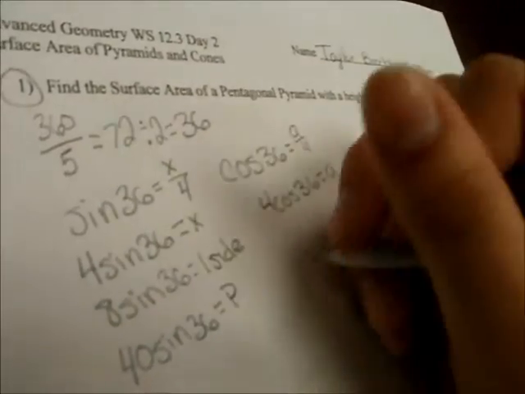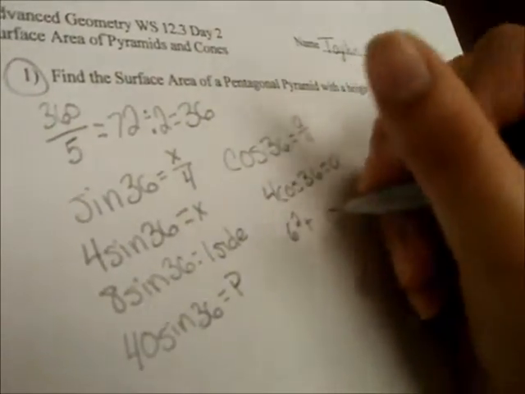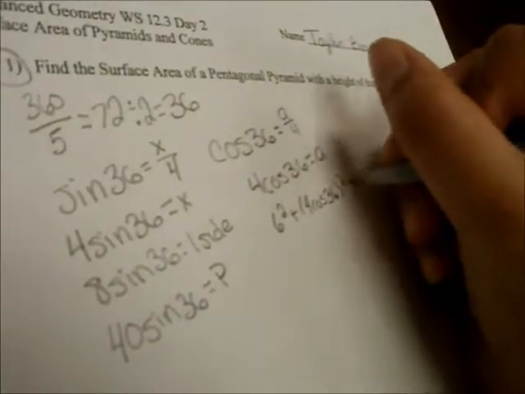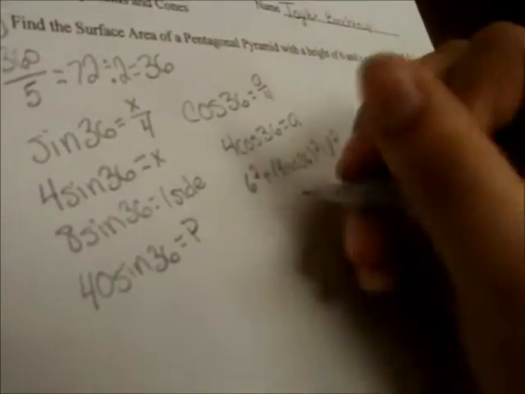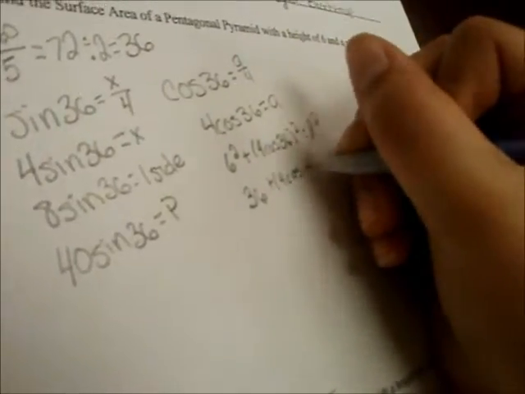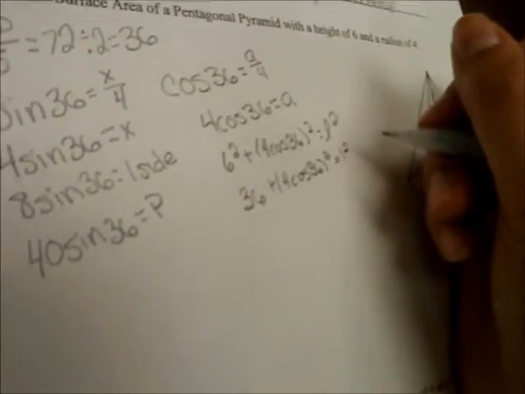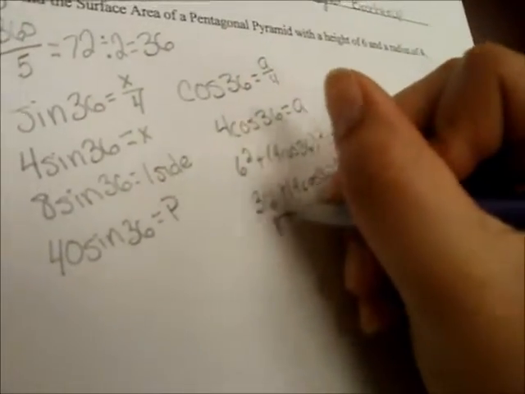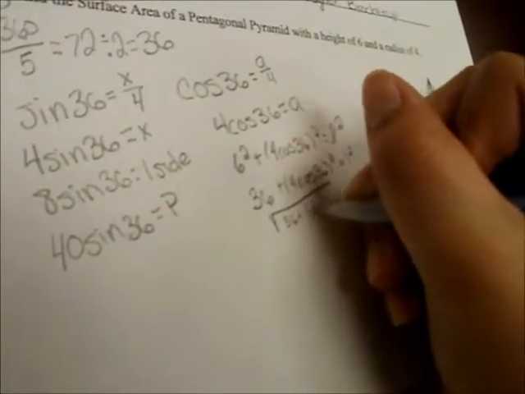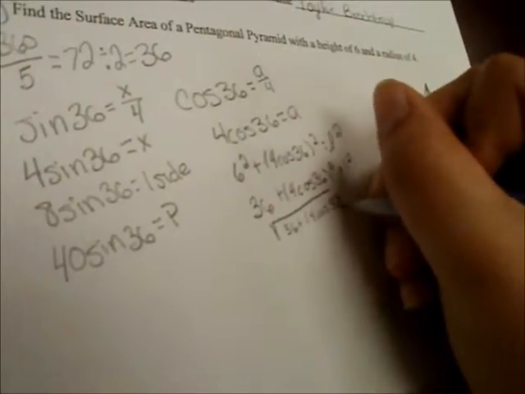Then you need to use the Pythagorean theorem to find the slant height. So you're going to get 6 squared plus 4 cosine of 36 squared is equal to L squared. When you square 6, you get 36, and then you take 36 plus 4 cosine of 36 squared is equal to L squared. Then you need to put everything under a square root. So you'll get the square root of 36 plus 4 cosine of 36 squared is equal to L.